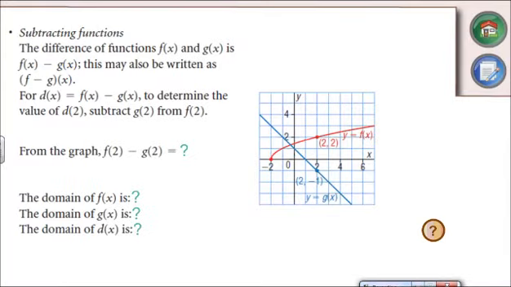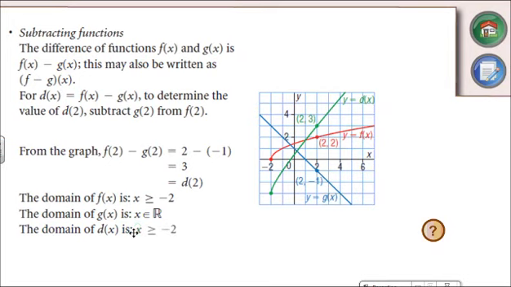So now that you did your subtracting, let's see if the domain holds up as well as it did before. The original was greater than or equal to negative 2. Our original g of x was all the real numbers. When we did our d of x, hey, look at that. The domain also took on the more restrictive of the two original domains.